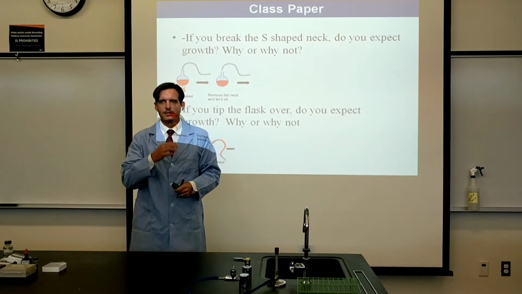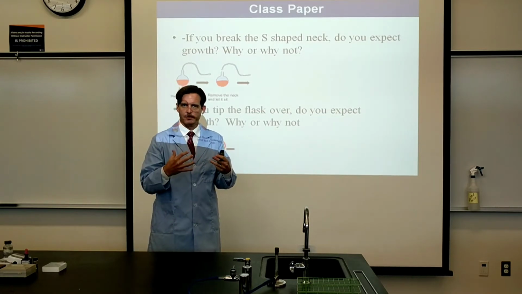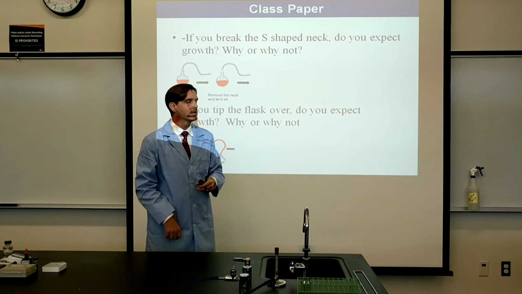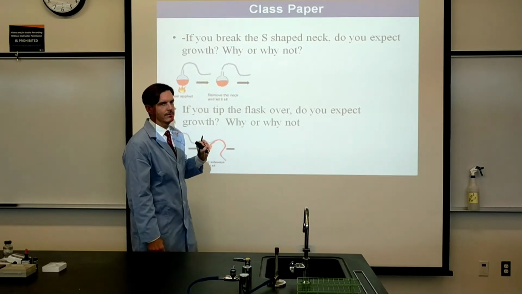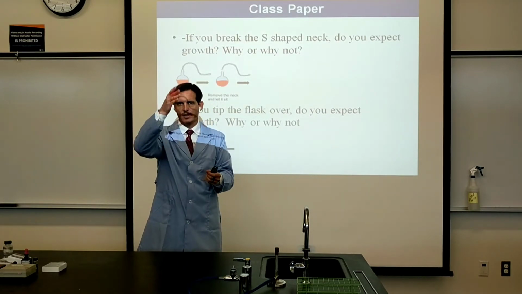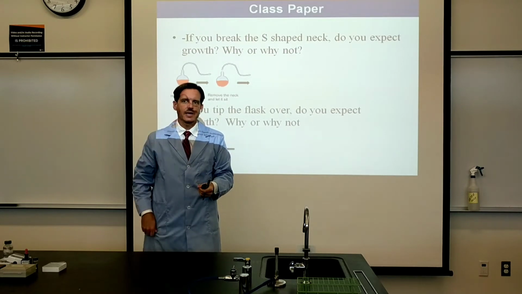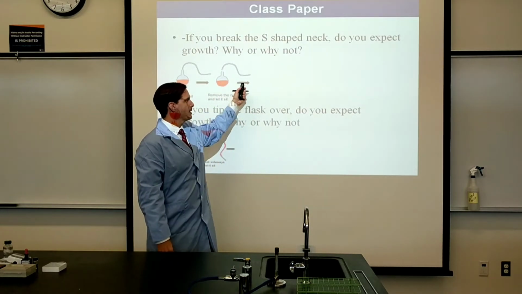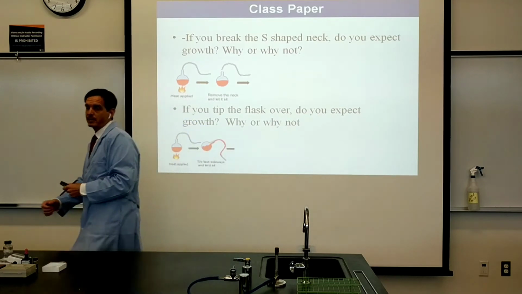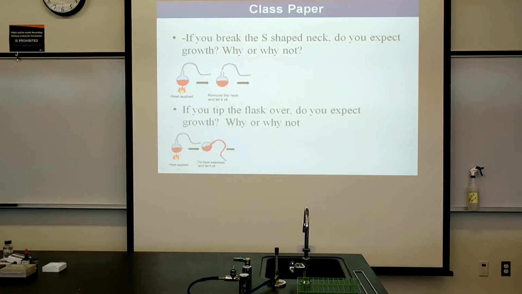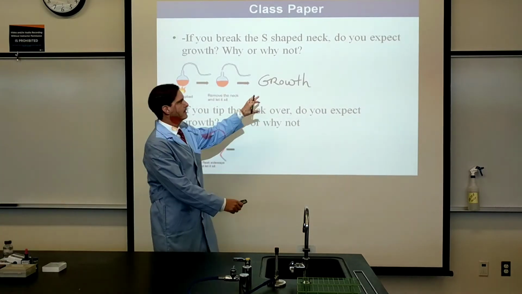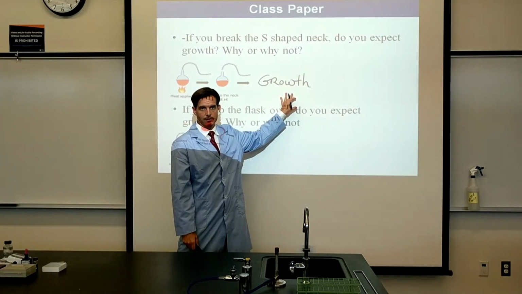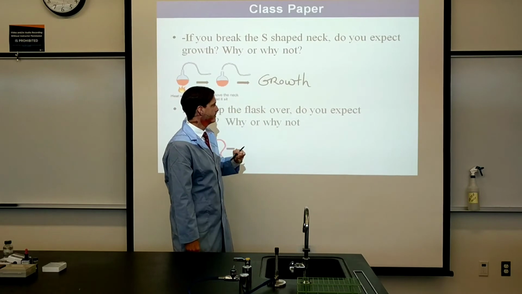Pasteur, after he was done with his experiments, had made multiple experimental setups. He had broken the neck off of one so that it no longer had the S neck shape attached to it. And when he broke off that part of the flask, there was bacterial growth. So I'd like you guys to think about why. In this case, why? Okay?